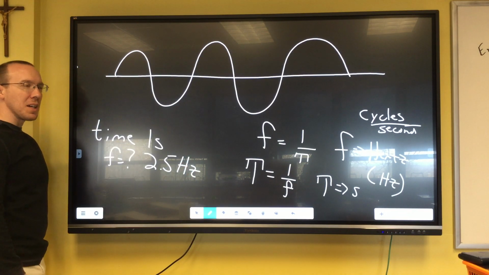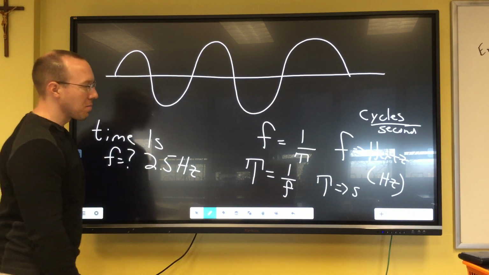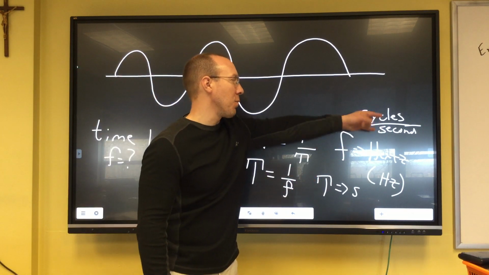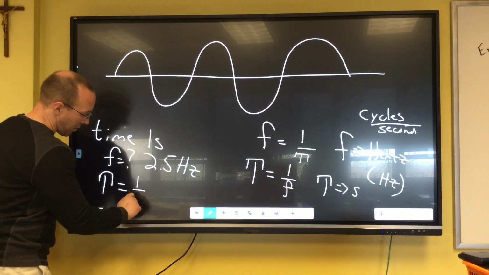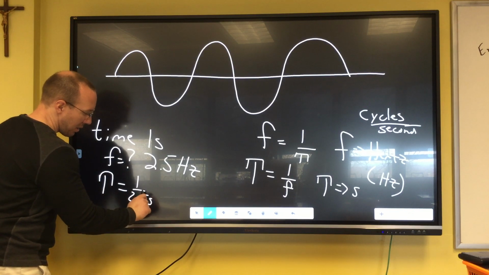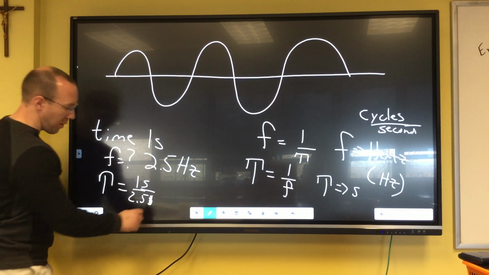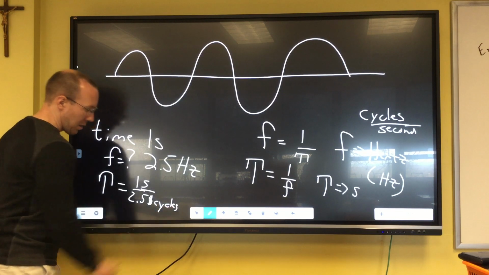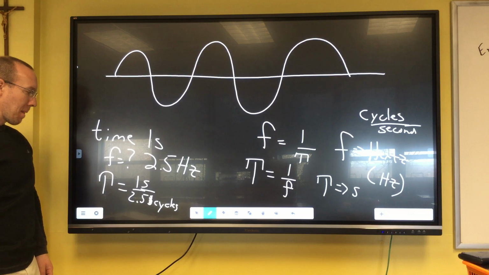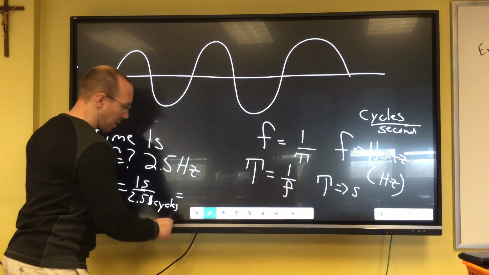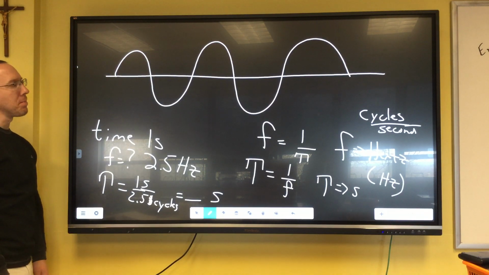If I want to know the period, or how long does it take for 1 cycle, okay? So you think about it, how long does it take for 1 cycle? It's the inverse. So the period would be equal to 1 over 2.5. That's bad. 1 second divided by 2.5 cycles. And that would just be measured in seconds. So it's just the inverse of each other.